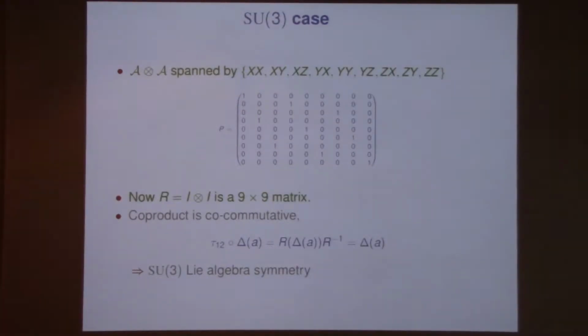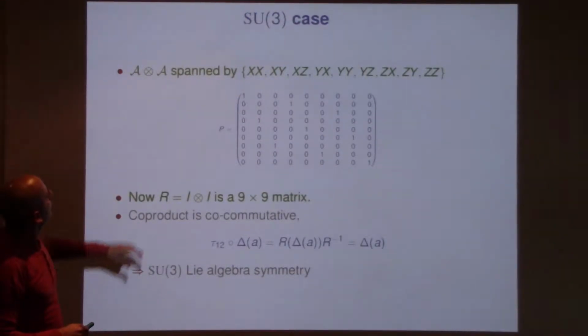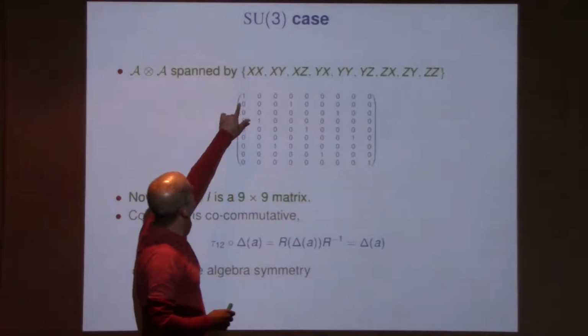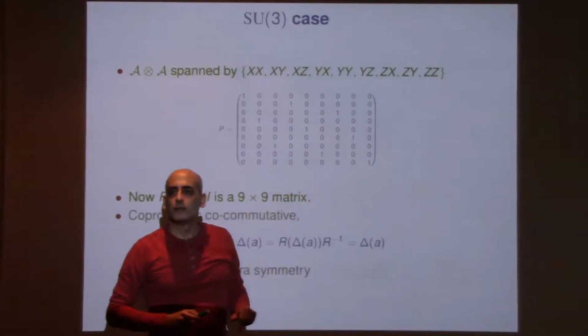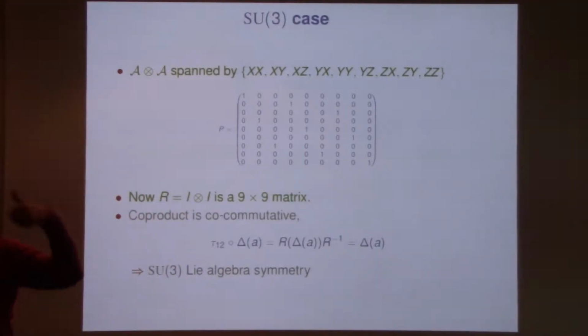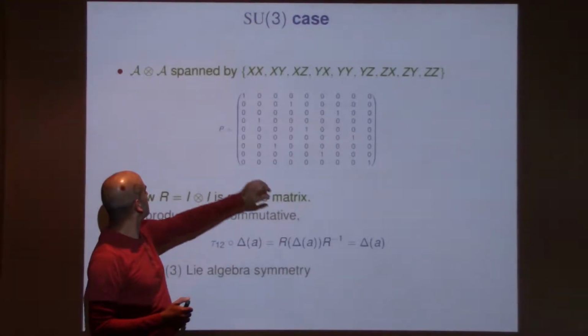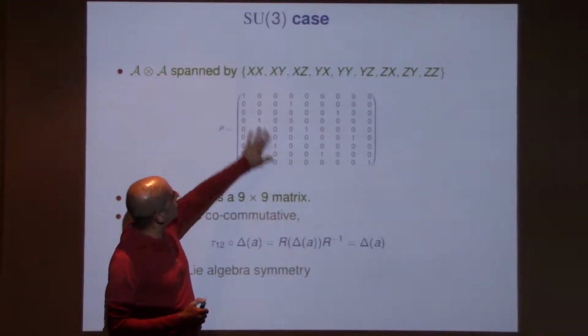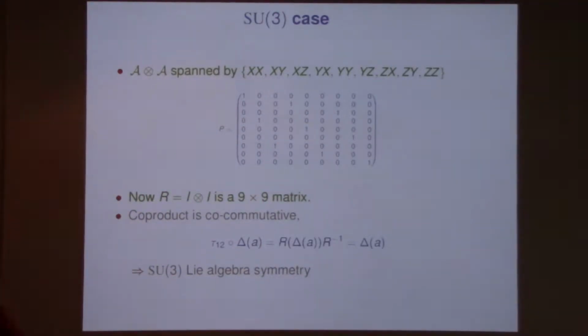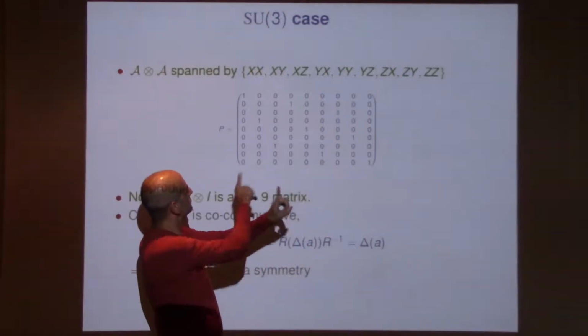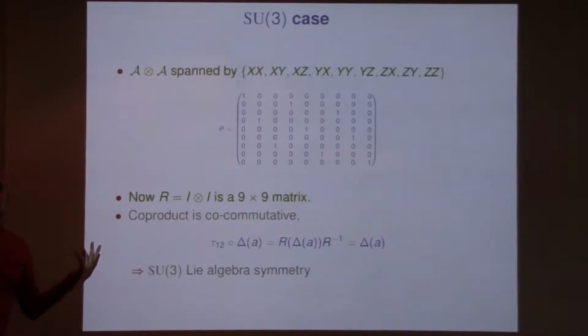If you go to SU3, just to set up some notation for later, now my representation space is spanned by 9 elements, xx, xy, xz, and so on. And so basically, I can write, this is the permutation matrix. This is just an example of a matrix that works in these spaces. So this permutes my two copies of the algebra, 1 and 2. P is going to be the same thing. R is still going to be something related to identity plus this.